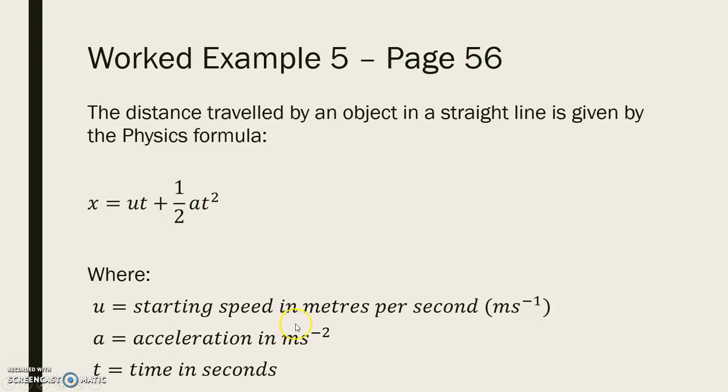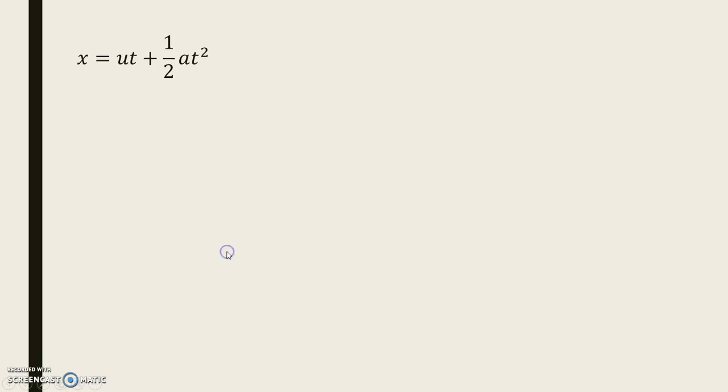Now here's another example. This is a physics example, so an example from science. X is displacement. It equals ut plus a half at squared. So this is a formula used for distance. U is the initial or starting speed, a is acceleration, t is time in seconds.